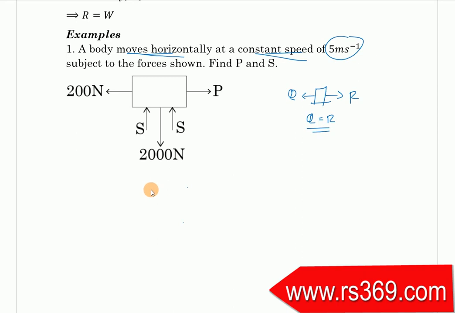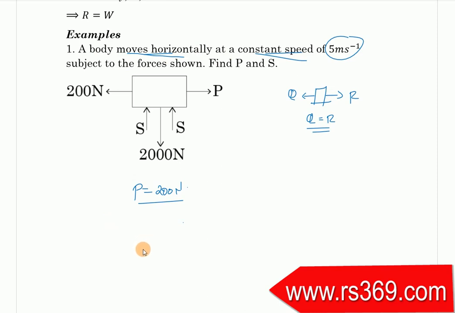So from what we have here, the implication is that since the horizontal motion is constant, then P is equal to 200 Newton. The P here is equivalent to this one here. Why? The body is moving with a constant speed, so there is no resultant. Then the body is moving horizontally, which means that there is no vertical motion.